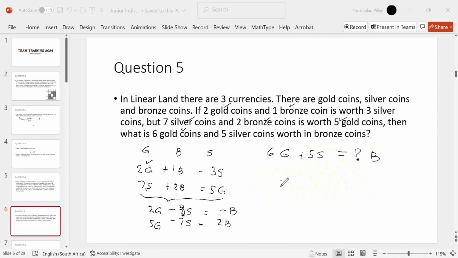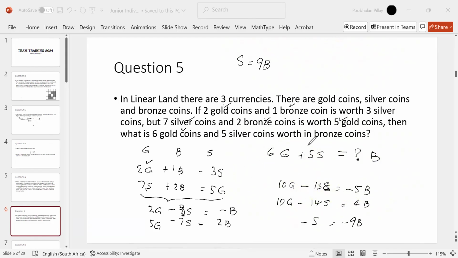Now you got 2g minus 3s equals this. So let's do this again. Multiply by 5. Minus 5b. And here you multiply this by 2. You get 4b. Right? Now when you subtract, this goes away. Minus 15 plus 14 is minus s. And here you got minus 9. Minus 4 minus 9b. So s is equal to 9b.